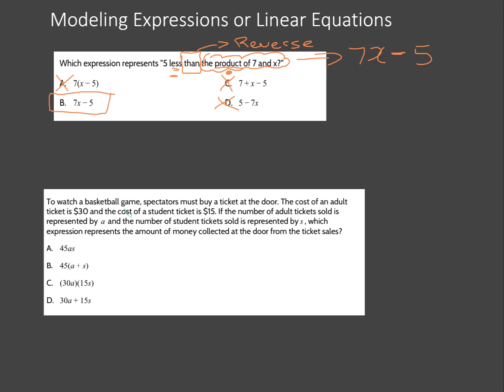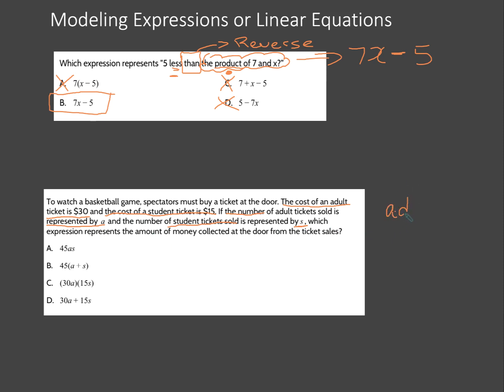To watch a basketball game, spectators must buy a ticket at the door. The cost of an adult ticket is $30. Now that's very important. The cost of an adult ticket is $30. And the cost of a student ticket is $15. If the number, so notice they say if the number, so we don't know how many adults attended the game. If the number of adult tickets sold is represented by A, and the number of student tickets sold is represented by S, which expression represents the amount of money collected at the door from the ticket sales?